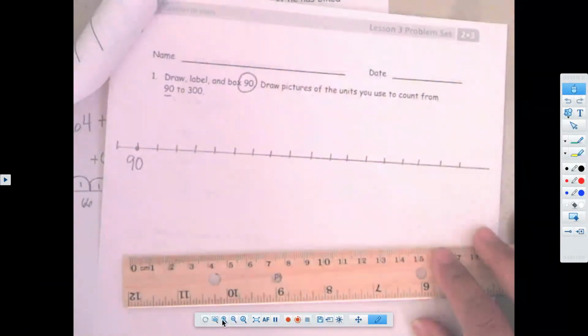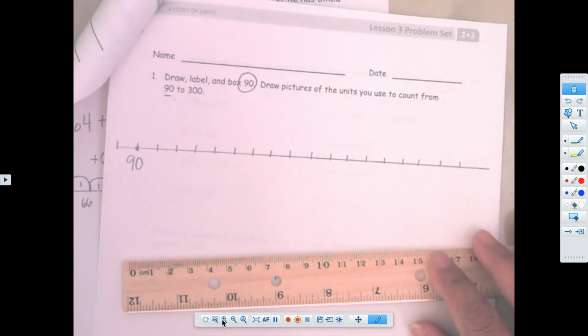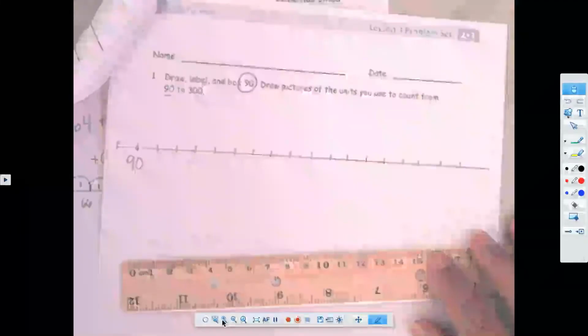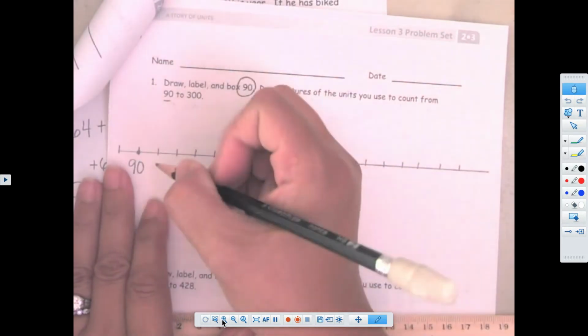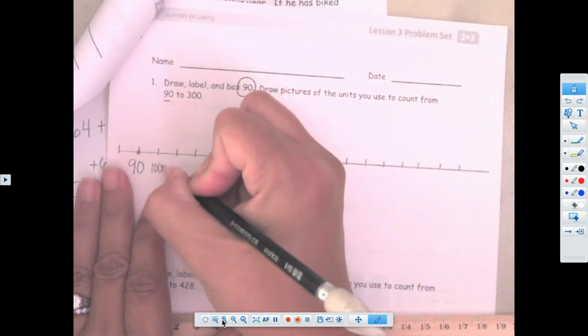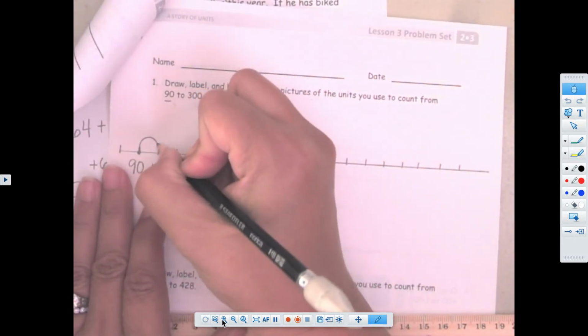Use your chart if you want to. 90, 10 more. Johnny, use your chart. 90, 10 more. Look at your 120 chart. You should be able to look at that. Okay, I'm going to ask for help. What do you think, Axel? So 90, 10 more is 100. So let's go ahead and put 100 right here. And it's hop 10.